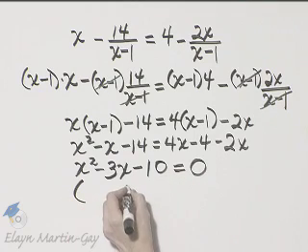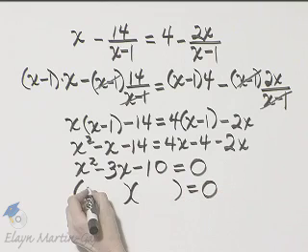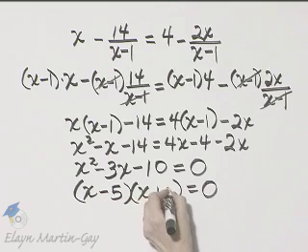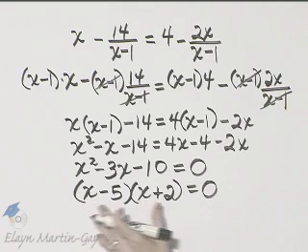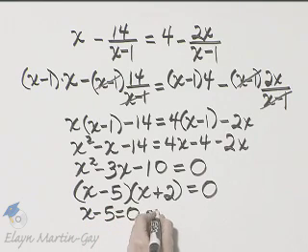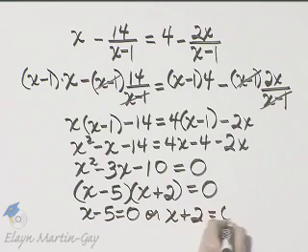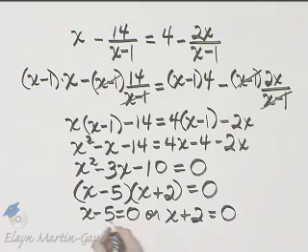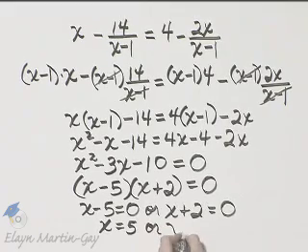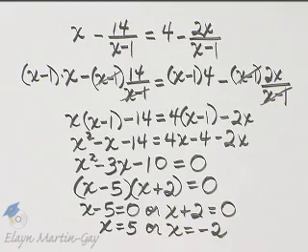Now what do I do? I factor, or I try and factor, that trinomial. I'll write x and x. Two factors of negative 10 whose sum is negative 3, that would be negative 5 and positive 2. And then remember, once we've factored on one side, we have 0 on the other side, we set each factor equal to 0: x minus 5 is equal to 0, or x plus 2 is equal to 0. How do I solve this? I add 5 to both sides, so x is 5, or here I'll subtract 2 from both sides, x is negative 2.